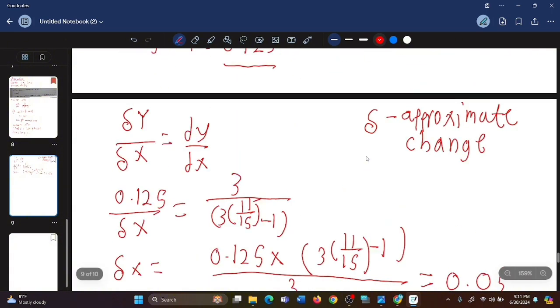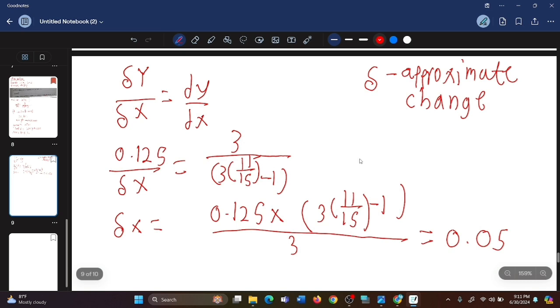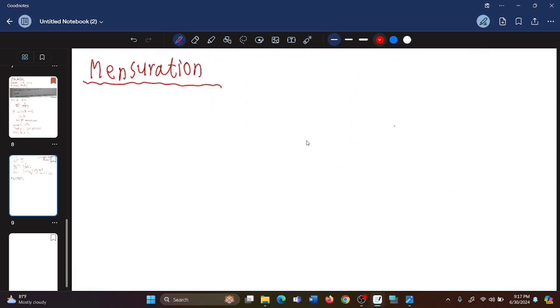Now let's move on to the final part of differentiation, that is mensuration. So mensuration is very similar to the minimum and stationary point that we learned earlier. Here we are given an equation and we are told to find the minimum point or the minimum value or the maximum value. In many cases we have to find our own equation. We are not always given the equation. So let's see one example.